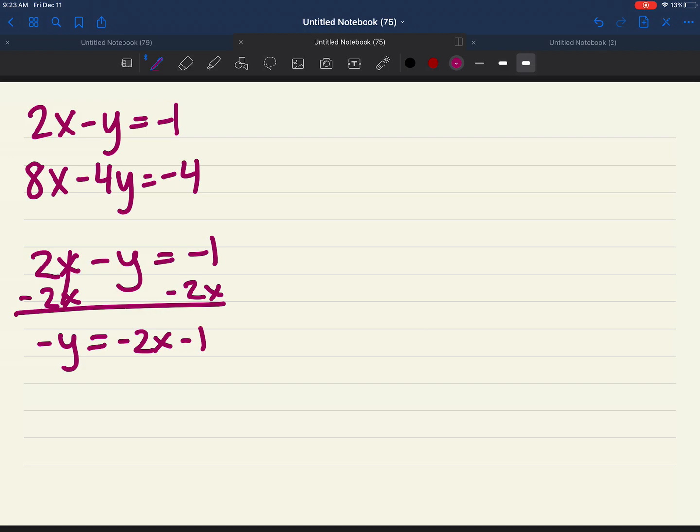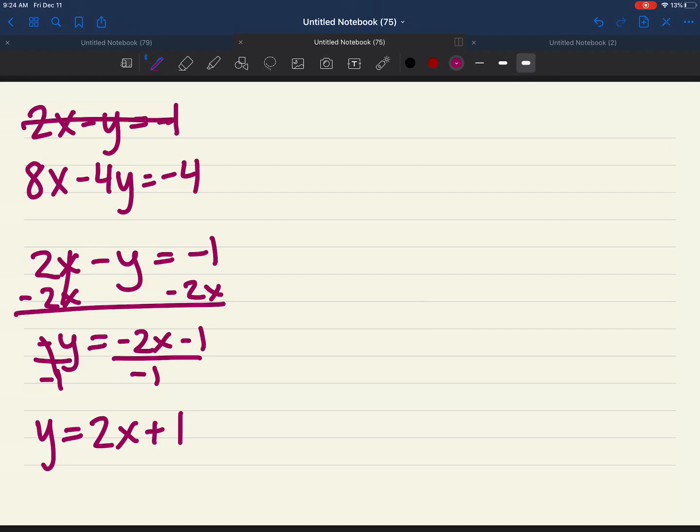Negative y equals negative 2x minus 1. Okay, and you've got to make y positive. Good, so make y positive. Is that what you mean? Yeah. All right, what do you get? y equals 2x plus 1.